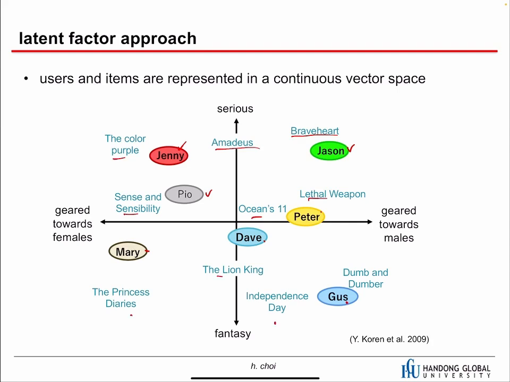Okay, so in this space we can actually see who is similar to whom. And also we can see the dissimilarity, the distance between the user and the item. So based on this distance in this latent space, we can do whatever we want. Okay.